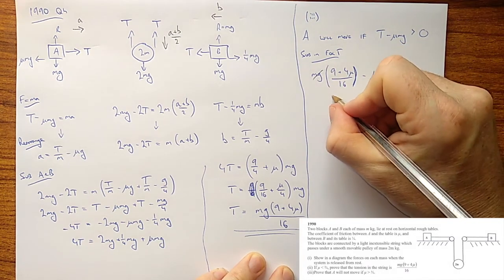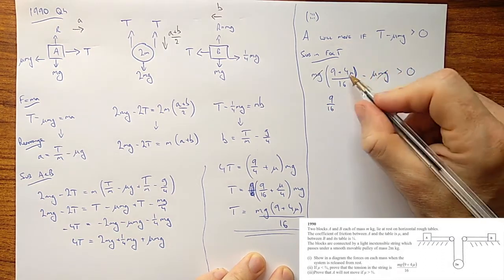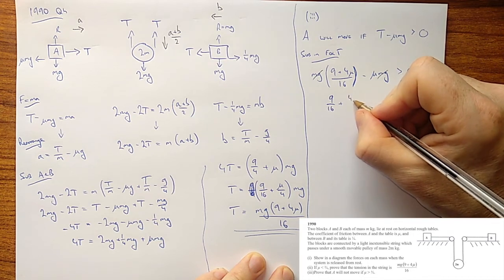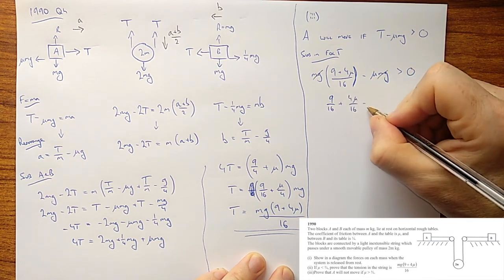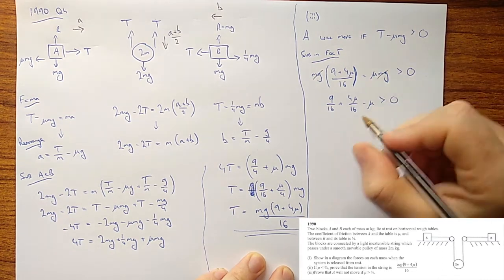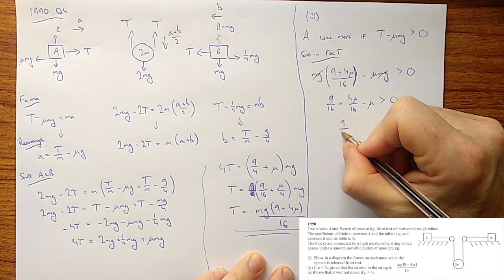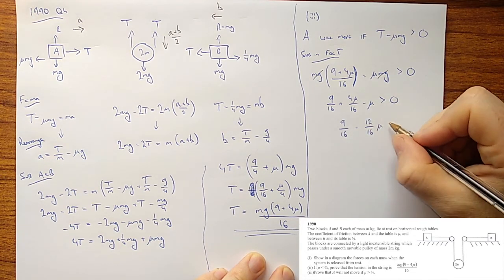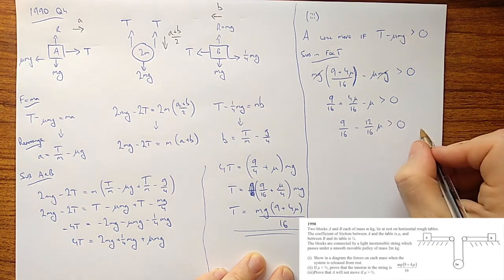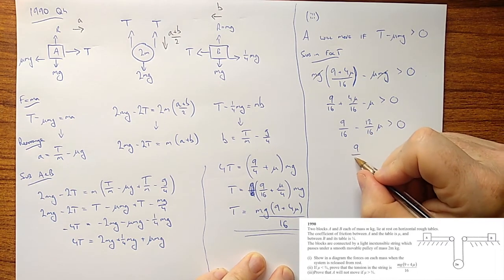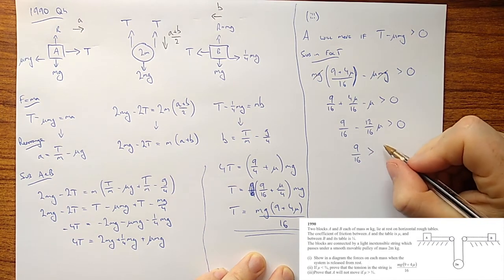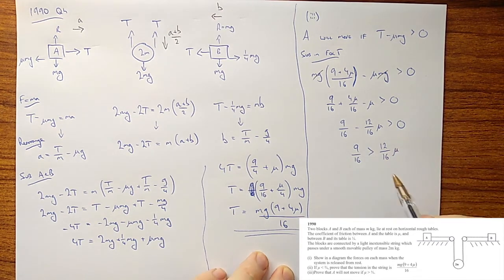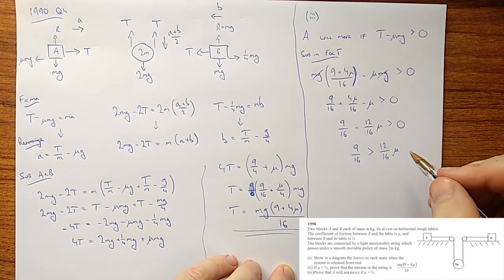Let's multiply this one out. 9 over 16, because I have to bring that mu into it, plus 4 mu over 16 minus mu is greater than 0. Combine these two guys. 9 over 16 minus 12 over 16 mu greater than 0. So now we can bring this over here. 9 over 16 is greater than 12 over 16 mu. Let's just simplify everything here.